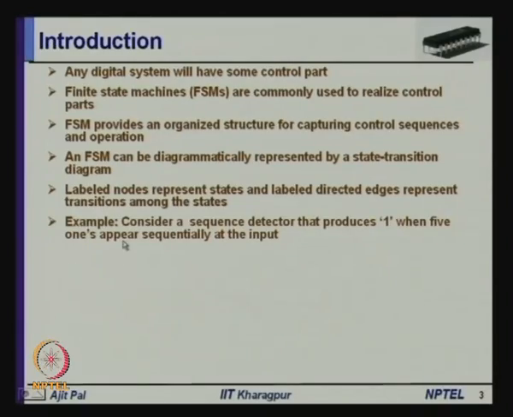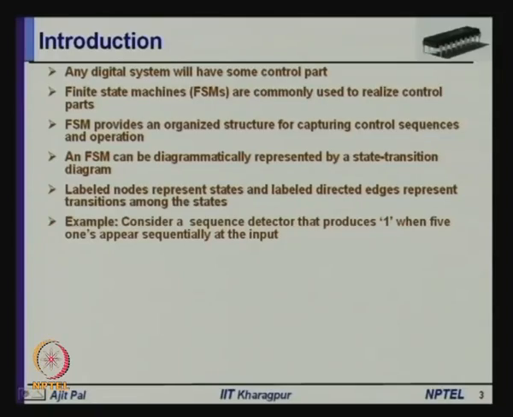Let us consider a simple example to crystallize the idea. Consider a sequence detector that produces 1 when 5 ones appear sequentially at the input. That means you are designing a sequence detector. A series of ones and zeros are coming in, and whenever there are 5 consecutive ones, you want to produce 1. That is the function of the controller.